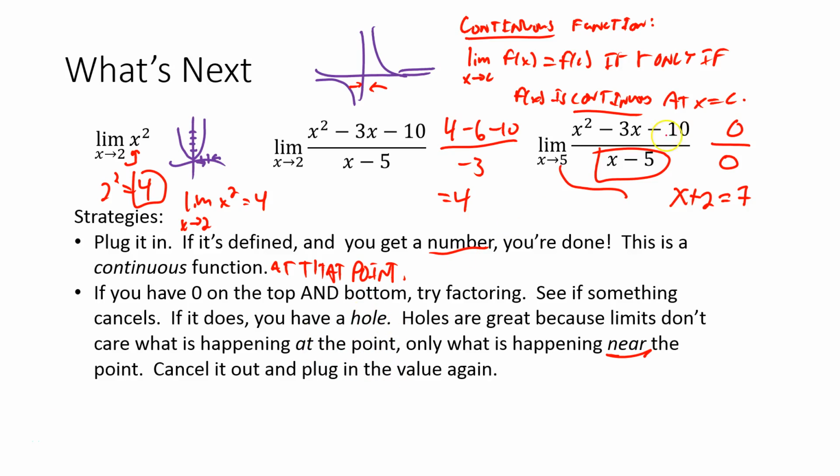So that's what happened on our last one. We just had to cancel out the x minus 5 after factoring, and then we end up with x plus 2 equals 7, and we're done.